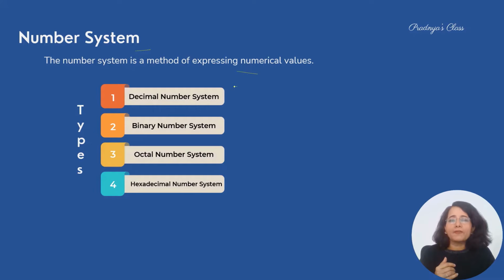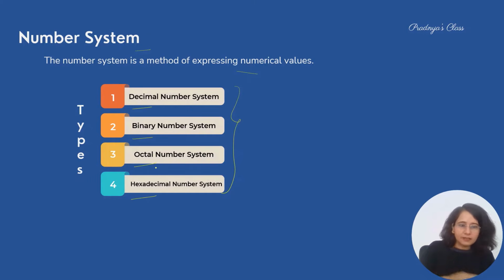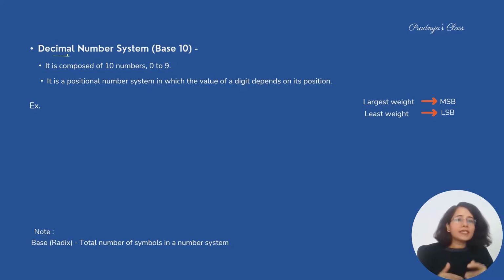There are 4 types of number systems we have to study in this chapter. The first one is decimal, the second one is binary, and there are 2 other number systems also, that is octal and hexadecimal. So let's study these number systems in detail. The first one is the decimal number system.